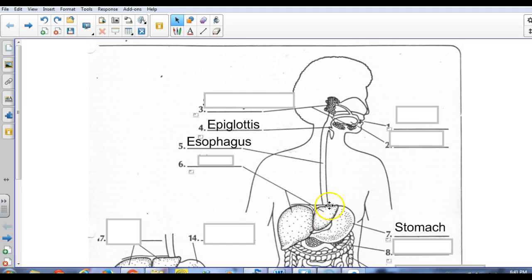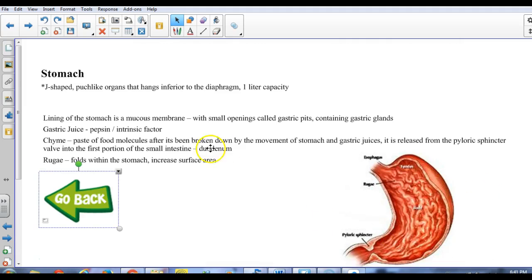And of course your stomach, this J-shaped organ, this is where protein digestion begins. So it's J-shaped, with about a 1 liter capacity. The lining of the stomach is mucus, and the mucus of course is to protect it from the gastric juice that's secreted, which contains hydrochloric acid. The pH in your stomach is approximately 2, so you need that mucus to protect the cells of your stomach. You'll notice that there are all these folds called rugae.